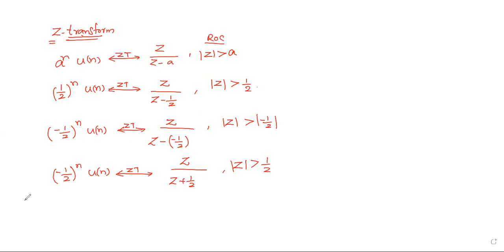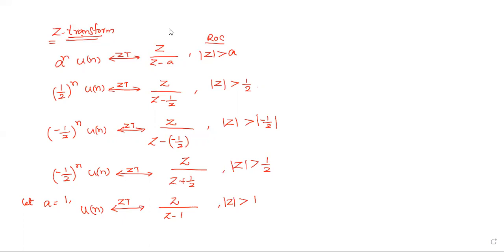Now let a is equal to 1. In this expression, a power n u of n Z transform is Z by Z minus a, where mod Z is greater than a, right? Let a is equal to 1. What we will get? 1 power n is 1, u of n. What is the u of n Z transform? U of n Z transform will be Z by Z minus, what is the a value? 1. So Z by Z minus 1. What is the ROC? Mod Z is greater than 1. So this is the positive sided signal, or we can say right sided signal.